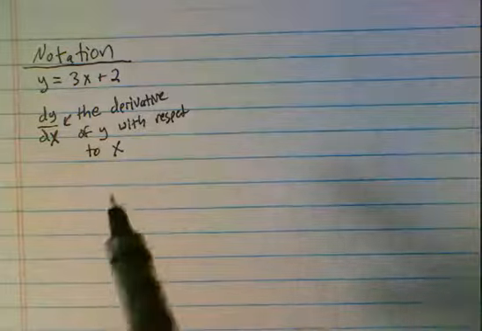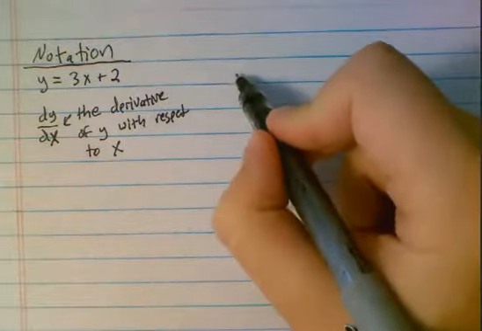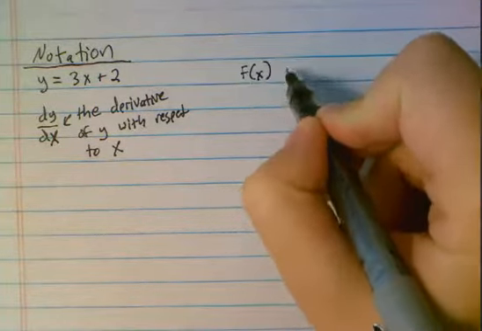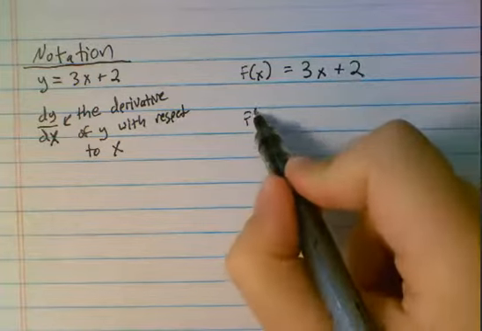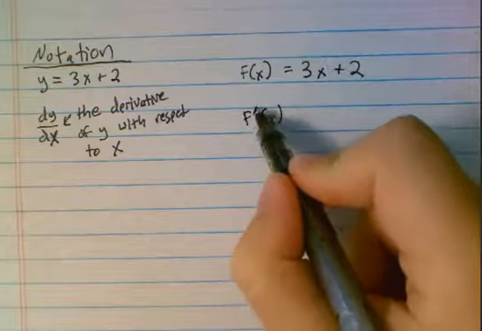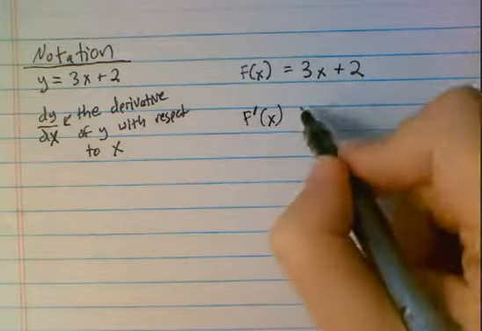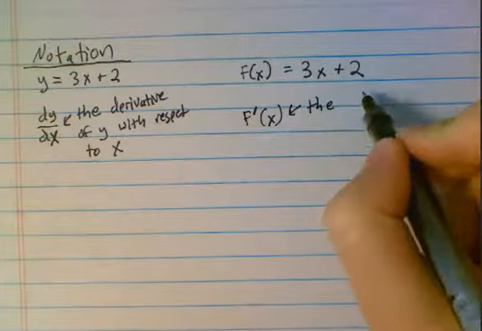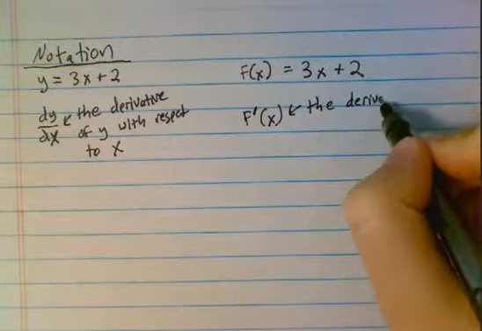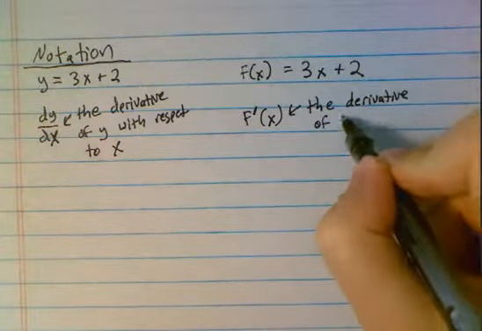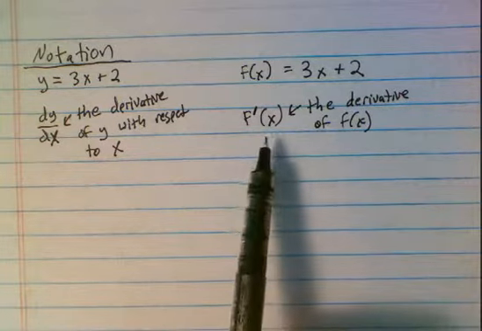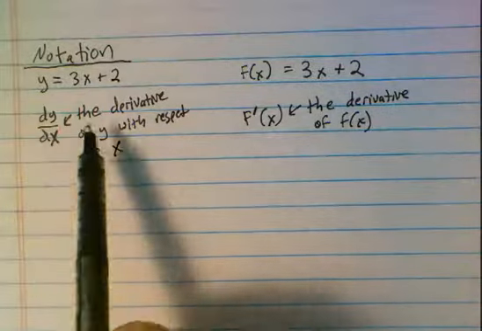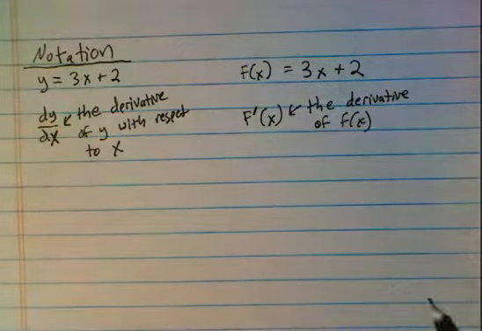There's another way to say basically that exact same thing. Let's say that we have some equation f of x equals 3x plus 2. f prime of x, that little symbol is called a prime, just means the derivative of f of x. These two things are saying exactly the same thing, and our final answer will be, this equals whatever that derivative ends up being.